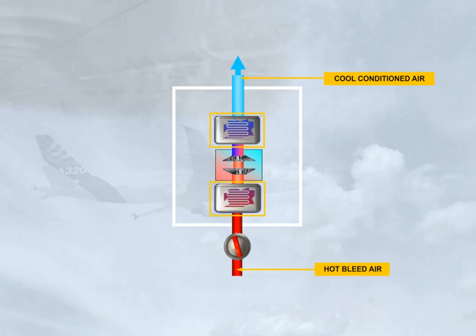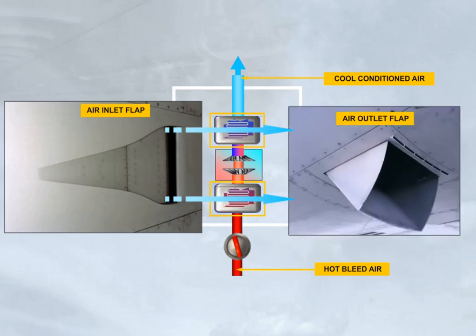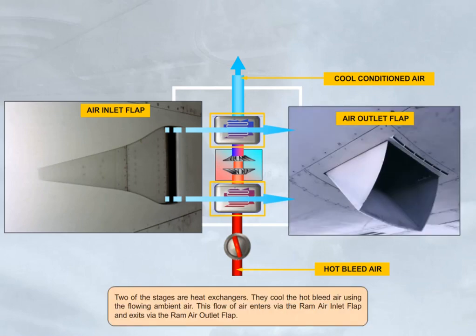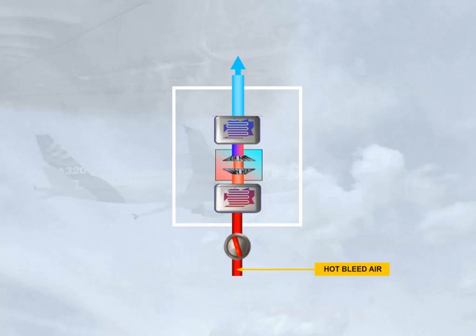2 of the stages are heat exchangers. They cool the hot bleed air using the flowing ambient air. This flow of air enters via the ram air inlet flap and exits via the ram air outlet flap. So that the output temperature of the pack can be adjusted, a bypass valve is fitted. This valve allows warmer air to be mixed with the cold air.